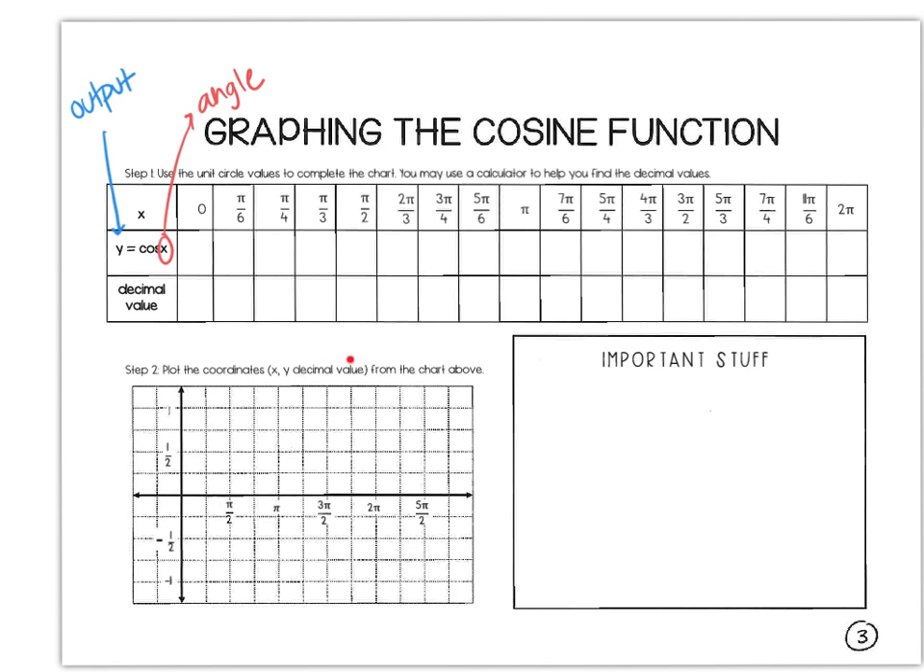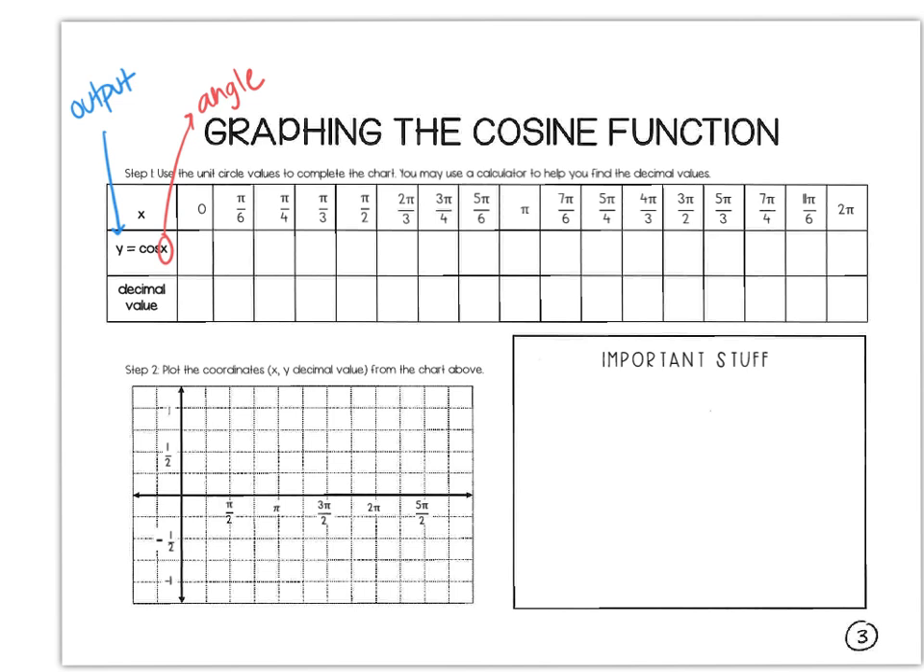We'll graph the cosine function and look at how it's slightly different than sine, but their transformations are the same. So that's why we do these together. They look slightly different in how they start and how they squiggle, but their transformations are the same. So we're going to do them together.